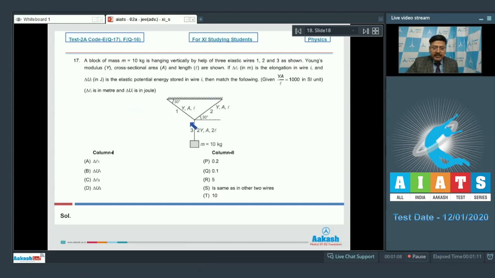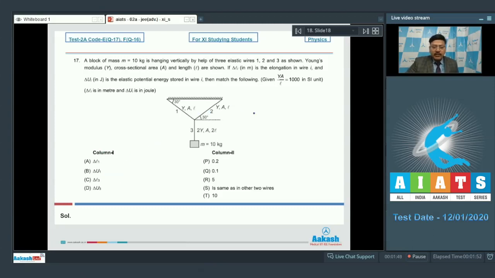This is the diagram given to us. There are 3 wires. So in column 1 we have entries like delta L1, delta U1, delta L3, delta U3. Obviously the question is from the topic elasticity, and the entries on the left are basically for elongation and elastic potential energy stored. So now there are 3 wires.